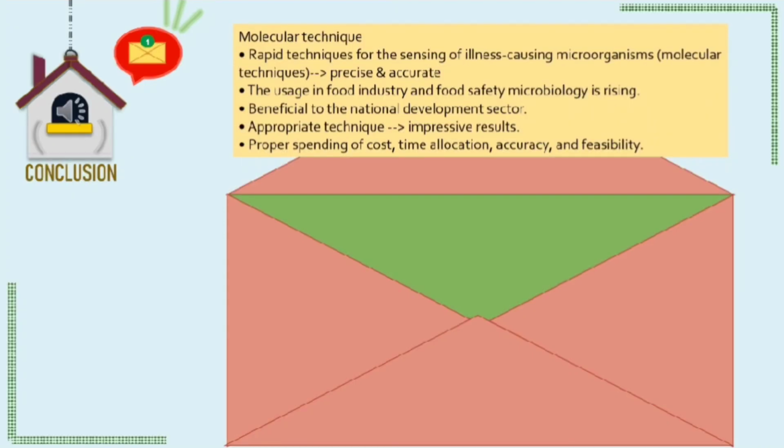Molecular techniques are significant rapid techniques for sensing illness-causing microorganisms, and they are precise and accurate. Nowadays, the usage of molecular techniques in the food industry and food safety microbiology is rising. Technological advancement is extremely beneficial to the national development sector. In order to achieve impressive results, the appropriate technique should be applied. It will enable the proper spending of costs, time allocation, accuracy, and feasibility.